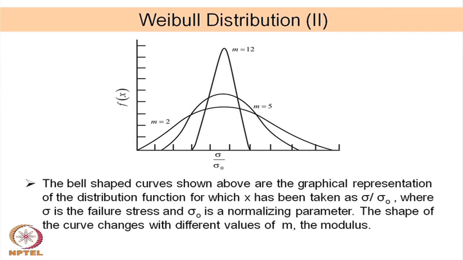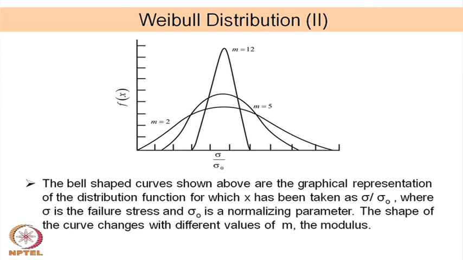Sigma 0 is also a stress under a certain specific condition. We will see what that specific condition is. So, it is a kind of normalized stress condition. So, we are plotting f(x) as a function of normalized failure stress actually. If you take a large number of samples, you find out the failure strength of each sample, and then plot that as a function of f(x).